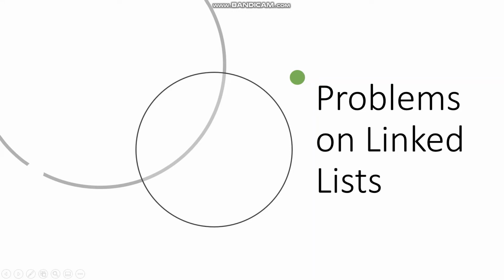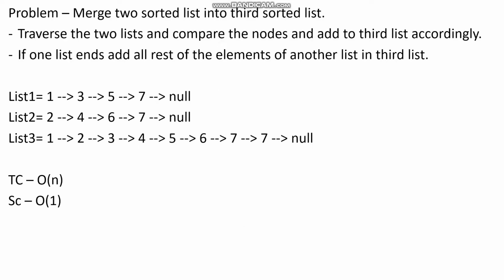Hello everyone. So here is one more problem on linked lists. Today's problem is we are given two sorted linked lists and we have to merge these two lists and make a third linked list out of these linked lists. But our third list should also be sorted. So without any delay, let's begin with the video.